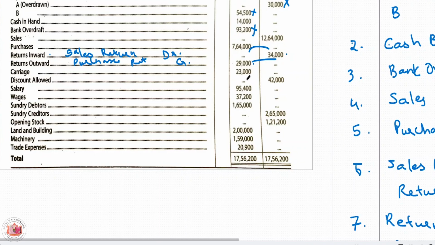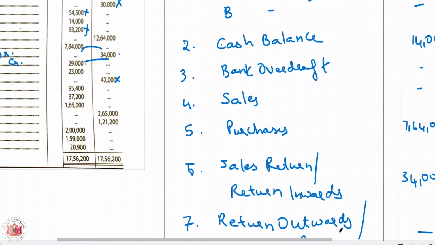Okay, so carriage 23,000 he has correctly recorded, but discount allowed he has put in the credit side. Okay, so this is also wrong. Usually discount allowed has a debit balance because it is like a loss for the company. We are losing out on 42,000 rupees, so that will be recorded on the debit side. My carriage is correctly recorded on the debit side.